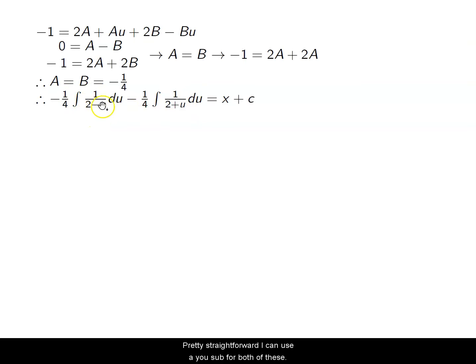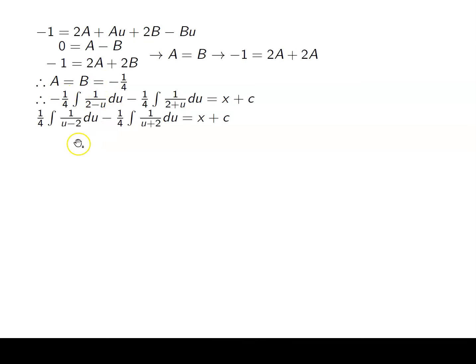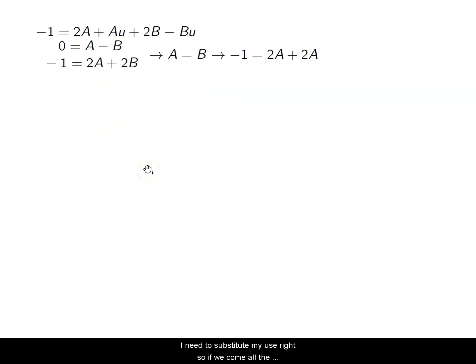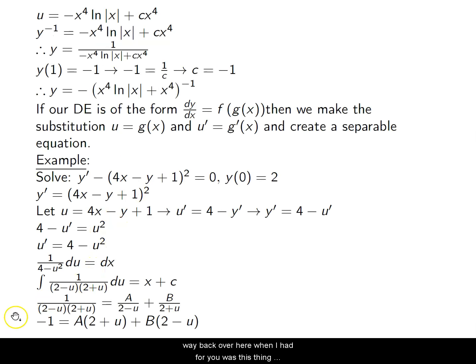Pretty straightforward. I can use a u sub for both of these. So the sub is pretty straightforward: w is 2 minus u. So when I differentiate that, I'll end up with basically just 1 over w here. Okay, I can change sides. I changed it around a little bit. So when I do my integral, it's a very, very easy integral to get because the substitution is very easy. I need to substitute my u's back. So if we come all the way back over here, what I had for u was this thing.